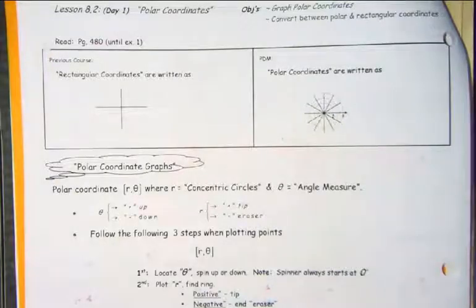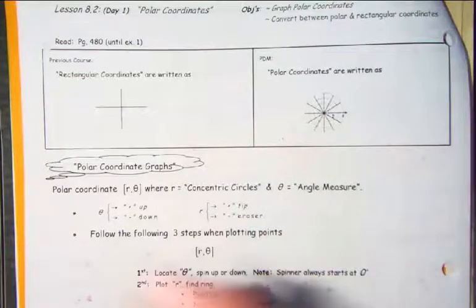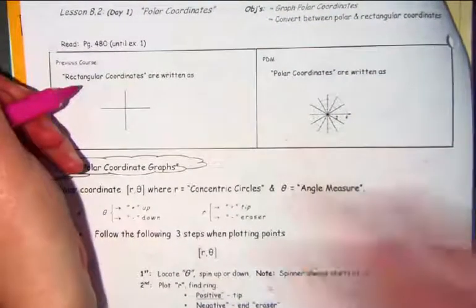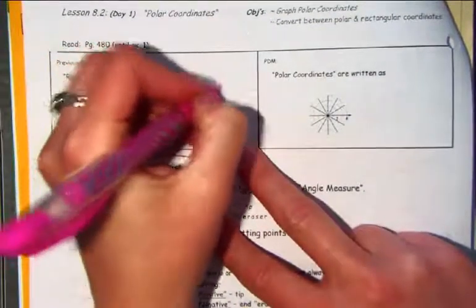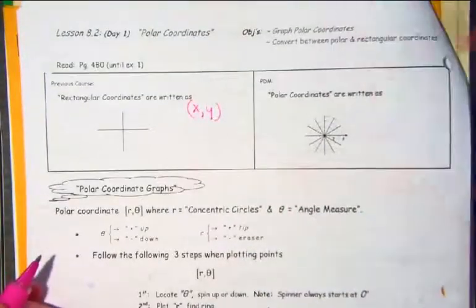We'll talk about our 8-2 notes. We already talked about most of this front page last week, but I'll give you a little recap so I can make sure we're all on the same page and we're all looking at the same idea. When we have rectangular coordinates, we usually write them as an X and a Y. We put them in parentheses like that in an ordered pair with a comma in between.